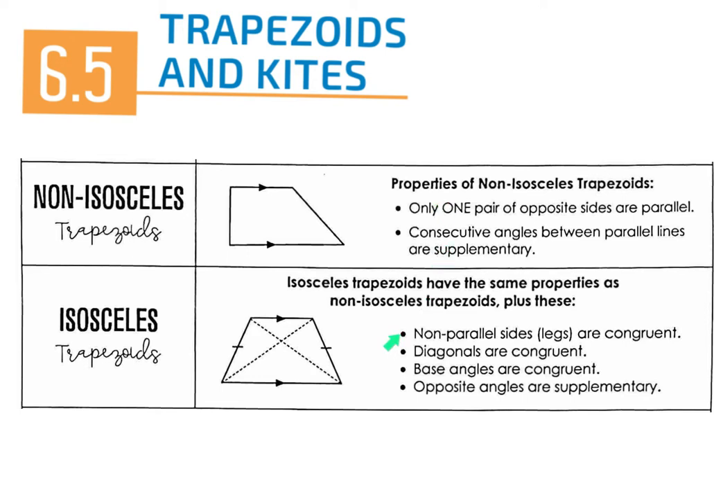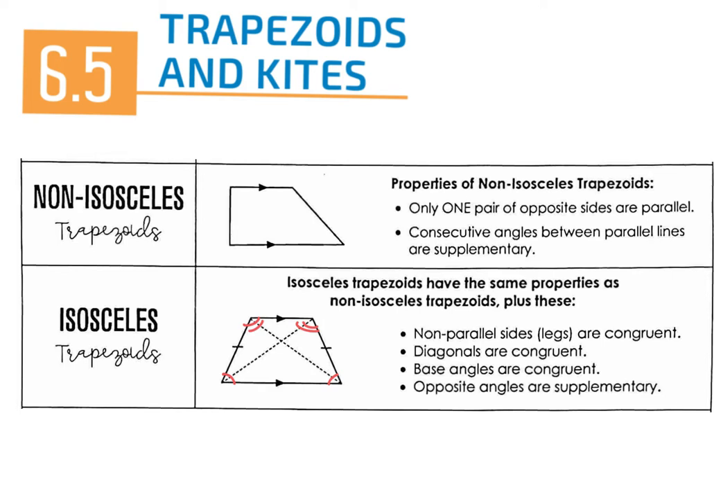You add some other things, non-parallel sides. These legs are congruent. Diagonals are congruent. Base angles are congruent. So that's these and these, both sets of base angles. Opposite angles are supplementary. All right. Okay, any questions on that?